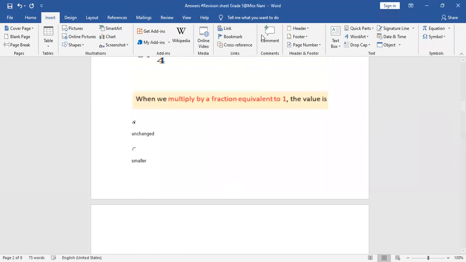When we multiply by a fraction equivalent to 1, the value is unchanged. It is like when I multiply a half by a fraction which is equal to 5 out of 5. 5 out of 5 is equivalent to 1. It's equal to 1. So the half will stay as it is.